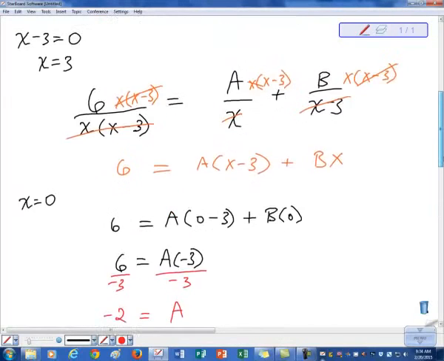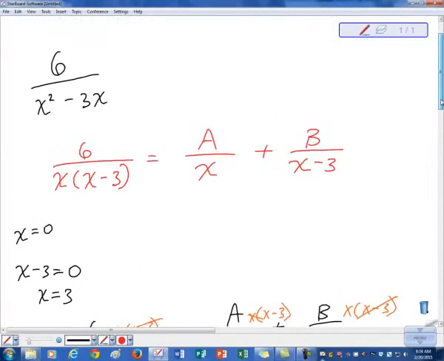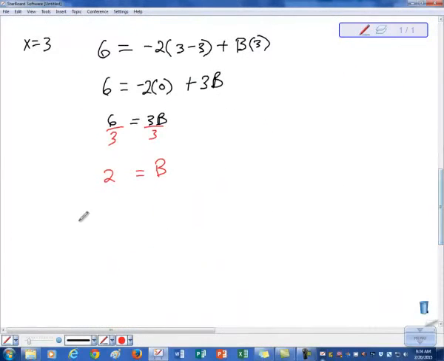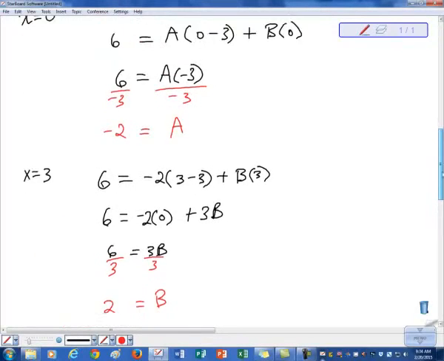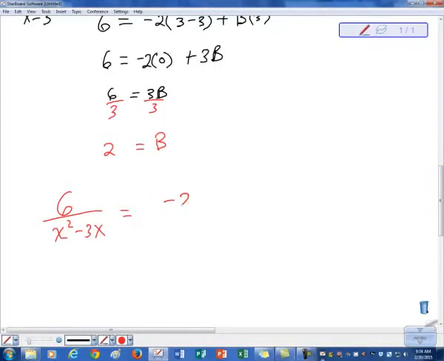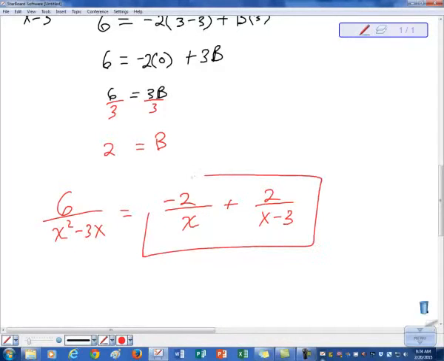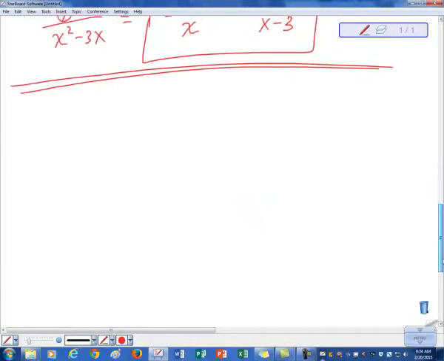So our answer from up here, 6 over x squared minus 3x equals, we said A is negative 2 over x plus 2 over x minus 3, and that's our answer. That's all you have to do for that. Okay.